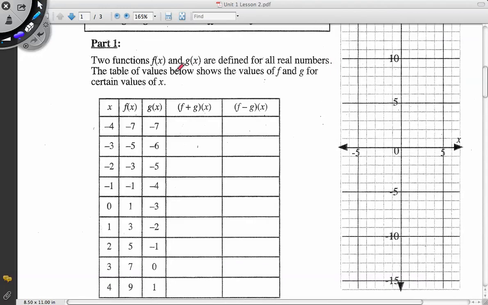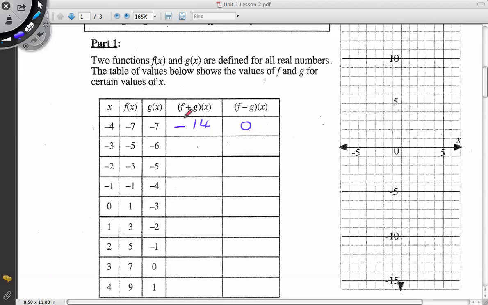So scrolling down, we have this table of values here, and it's asking us to fill it in for adding the functions together and subtracting the functions. If I write on my tablet here, we're adding the two together, so it tells us the values here. If we add them together, it becomes negative 14. If we're subtracting, it's f minus g, so it's negative 7, take away negative 7, so it's just 0.